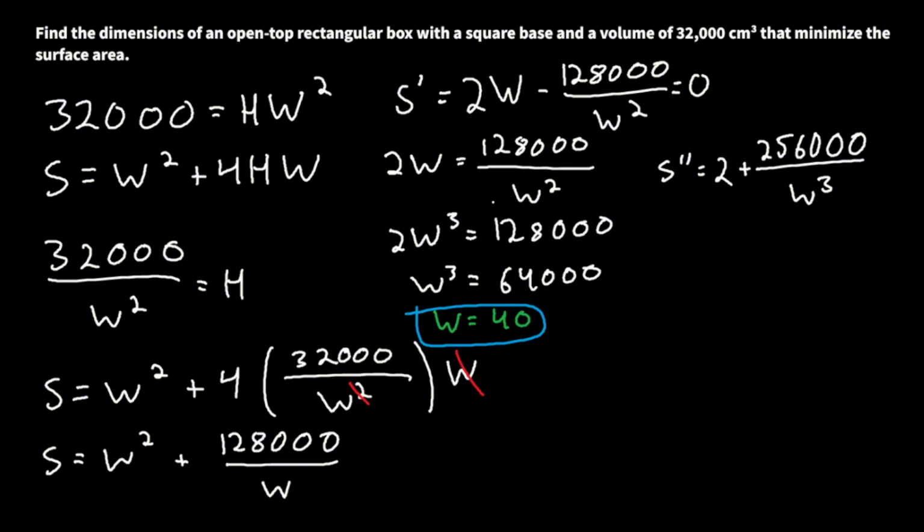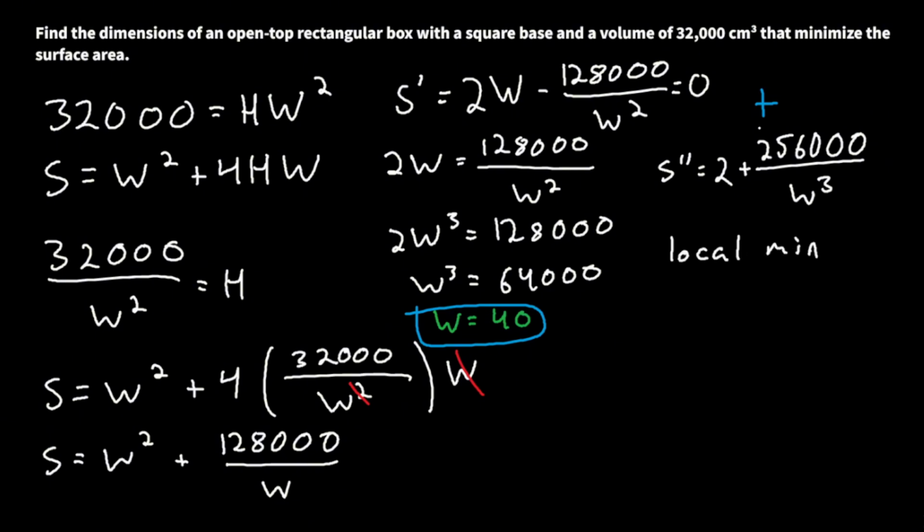Well, we don't even need to evaluate this function. We can already tell that if we plug in 40 here, we get 40 cubed. That's going to be some positive number, and you're going to get 2 plus some positive number. That's literally just some positive number. So we know that the second derivative is some positive number when width is equal to 40. Therefore, we have a local min.